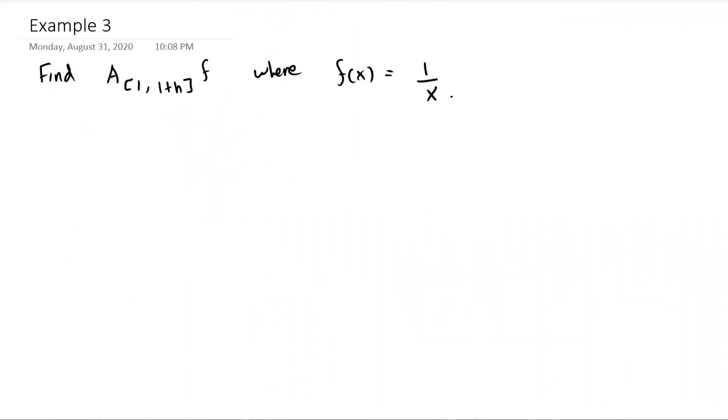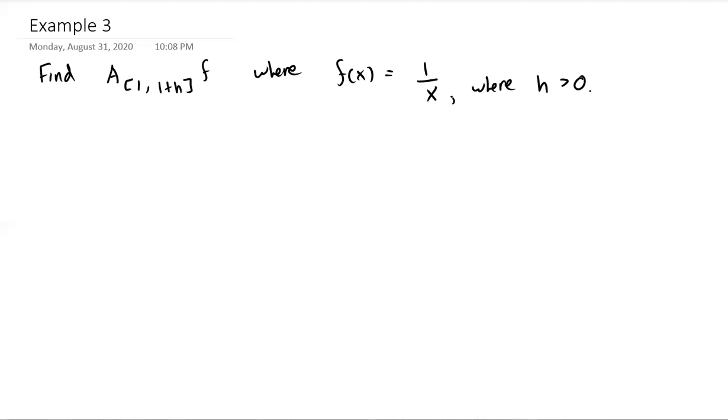Another example. Find the average rate of change of the function f of x equals 1 over x on the interval 1 to 1 plus h, where h is greater than 0. So h here is a variable, and we're going to be using this later. It's going to be important for us, especially in calculus, to determine what happens when this h becomes smaller and smaller. So calculate the average rate of change of a function on an interval where the interval is becoming smaller and smaller. That's basically what the instantaneous rate of change is.